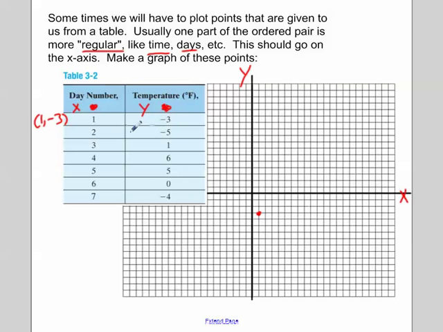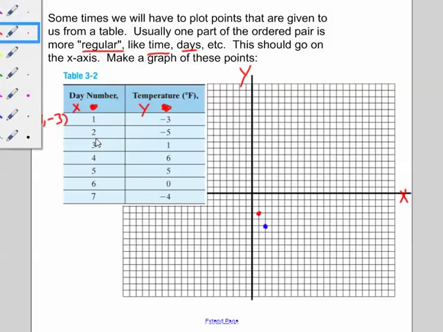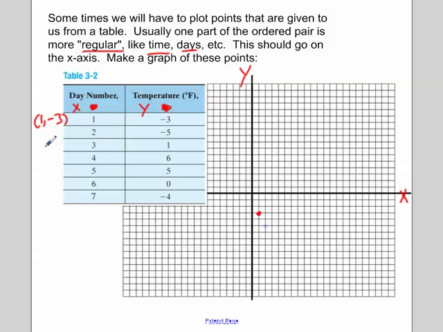Next point is 2, -5. 2 in the x direction, -5 in the y direction. So we go 2 in the x direction from the origin. 1, 2 in the x direction. -5 in the y direction. 1, 2, 3, 4, 5. And I see I'm starting to use magic ink. I don't know why it chose to use magic ink now. So let me go back to red, and we'll see if we can do red here. And there's my blue point going away.